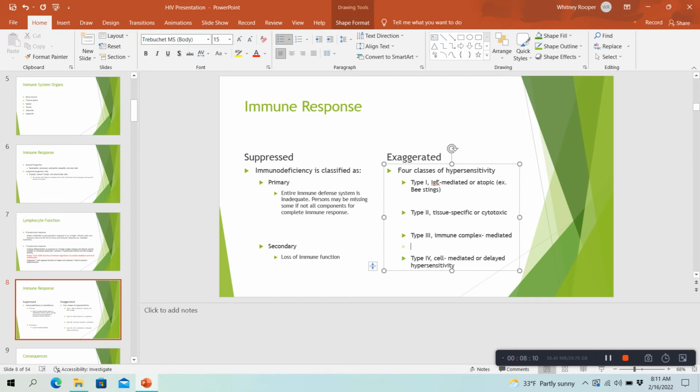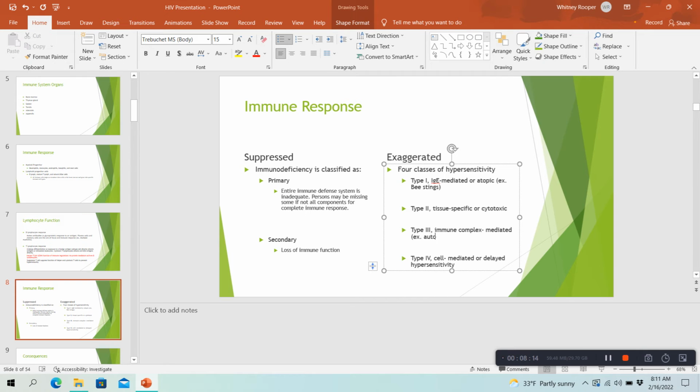Suppressed immunity, so you have a primary, where something is going on with the cells themselves. So it's nothing causing it, just something's going on with the immune system itself. Secondary is a loss of immune function due to another disease. So it's secondary to something else. So it could be leukemia, or somebody taking chemo for cancer.